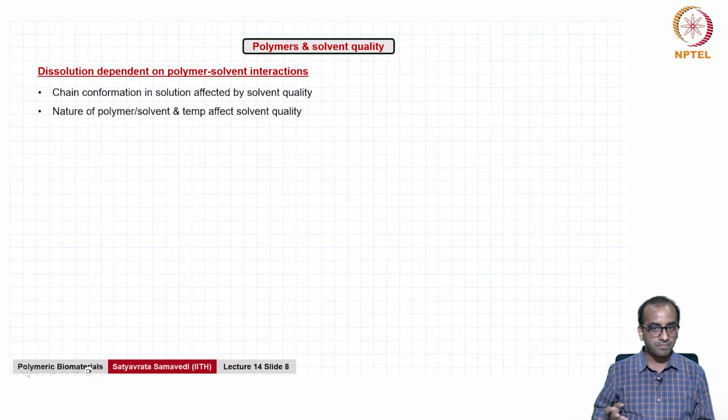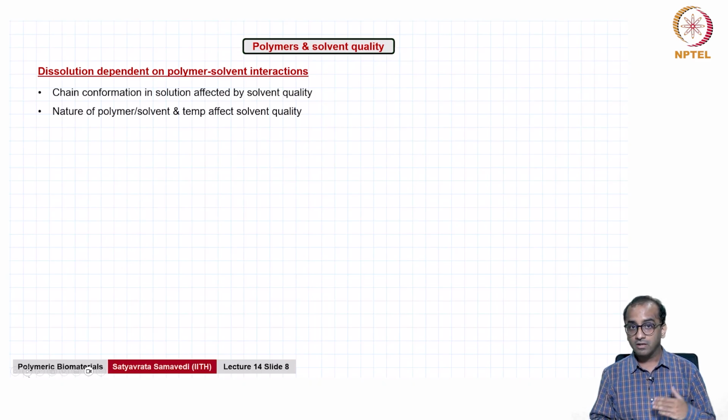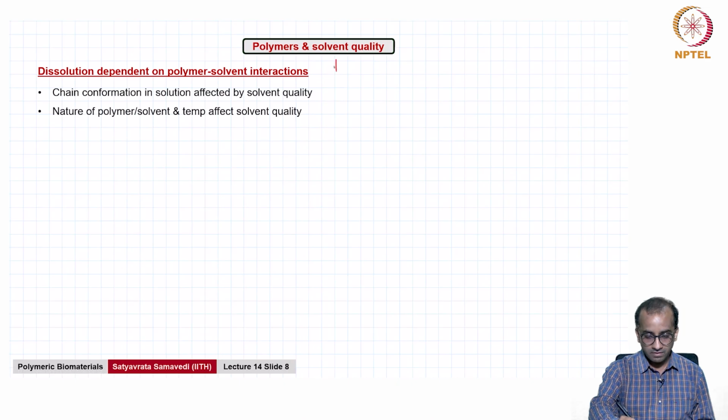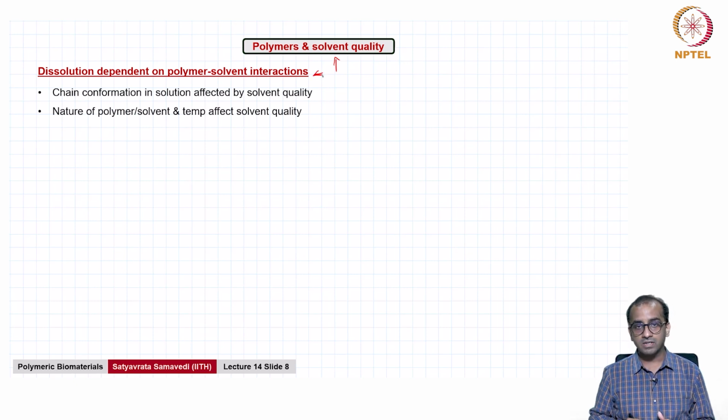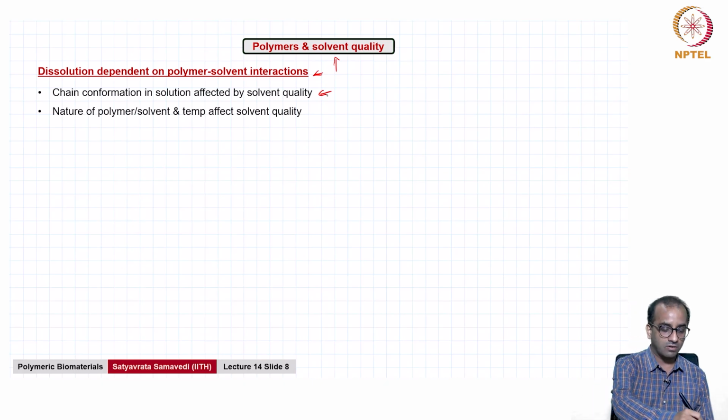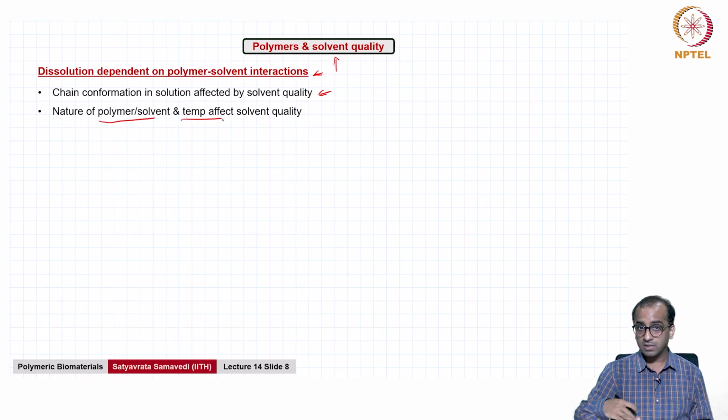So, having looked at polymer dissolution and having looked at the solubility parameter for polymer solvent interactions, we will now move on to a familiar concept that we have looked at, which is polymers and solvent quality. Now, imagine the polymer has been dissolved, and the dissolution itself is dependent on polymer solvent interactions, as we have seen. And the chain conformation in solution is going to be affected by the solvent quality. And the nature of the polymer solvent, more importantly temperature as always, is going to affect the solvent quality.